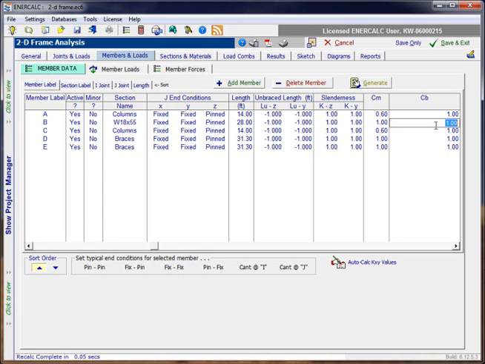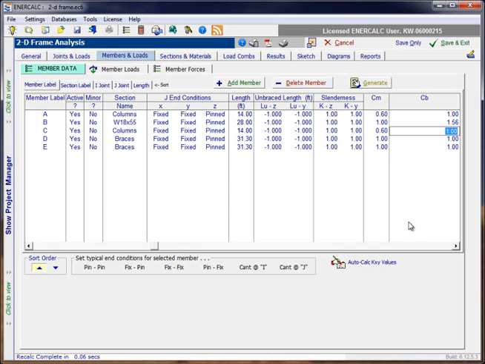Now for the values of CB, what I'll do in this case is just assume that I want to use a value for the beam of 1.56. I've just calculated that off to the side using the formula from AISC. And I'll just leave the values set to 1 for the columns and for the braces. But again, this is user preference. You can choose to enter these values any way that you see fit.